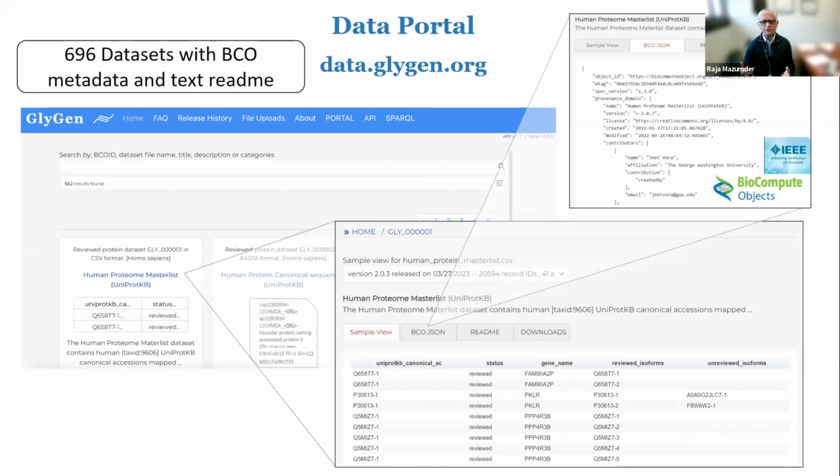And in terms of the data sets, we have close to 700 data sets, and there's a JSON format for those of you who are interested in that. You can parse it. There's a human readable README also, and then of course the downloads.